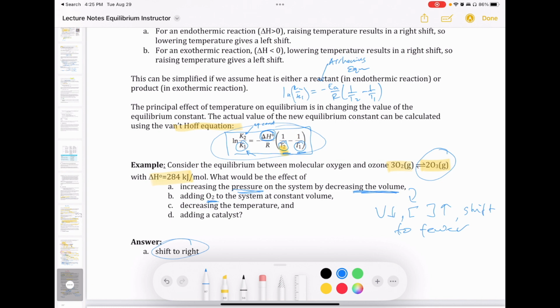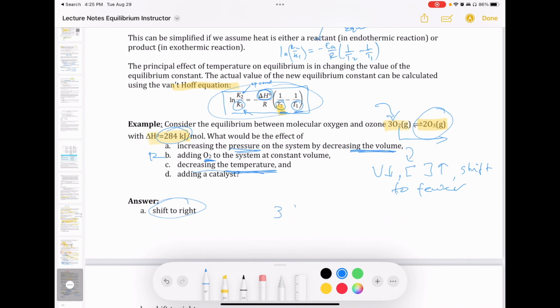What happens if I add more oxygen at constant volume? Well, if I add reactant, it should shift to the right side as well. So that would be a right shift for number 2. What about decreasing temperature in this case? This is an endothermic reaction. So you can say that the reaction is 3O2 plus energy goes to 2O3. Energy is on the left side, a reactant in this case. So if I decrease temperature, that means I'm removing energy. The reaction should shift to the left.